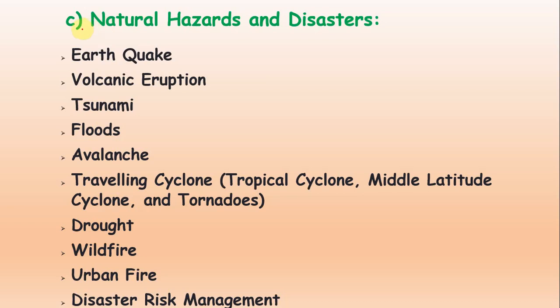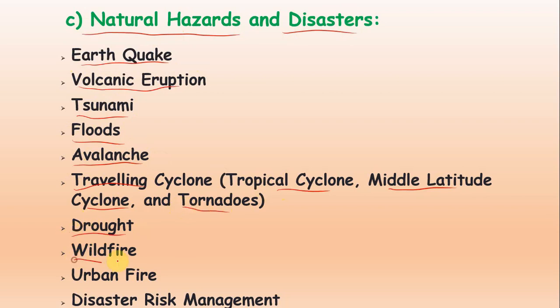Then the C part is natural hazards and disasters, like what is earthquake and volcanic eruption, tsunami, floods, avalanche, traveling cyclone, tropical cyclone, middle latitude cyclone, and tornadoes. Then drought, wildfire, urban fire, disaster risk management, DRM. These are the headings under the C part, that is natural hazards and disasters.